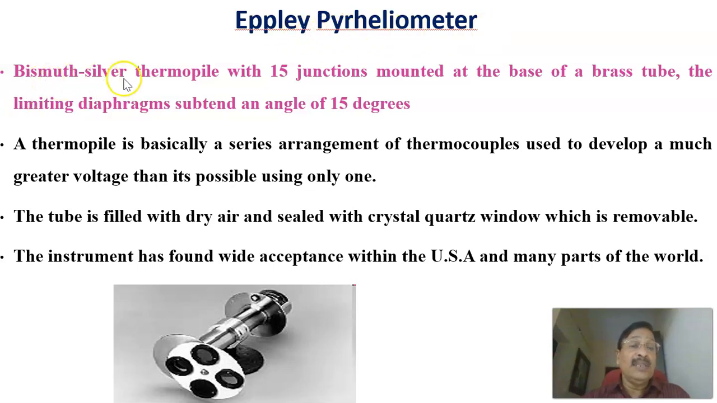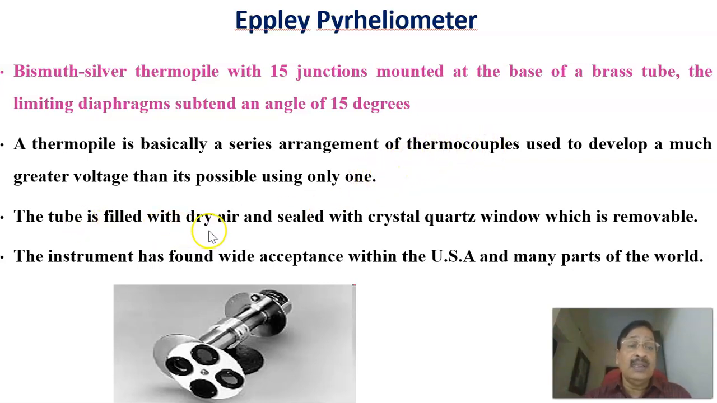In that one, a bismuth silver thermocouple with 15 junctions is mounted at the base of the brass tube. The limiting diaphragm subtends an angle of 15 degrees. The acceptance angle is 15 degrees and 15 junctions are mounted. A thermopile is basically a series arrangement of thermocouples used to develop a much greater voltage than is possible using a single one, because a number of thermocouples are joined together, that makes a thermopile.